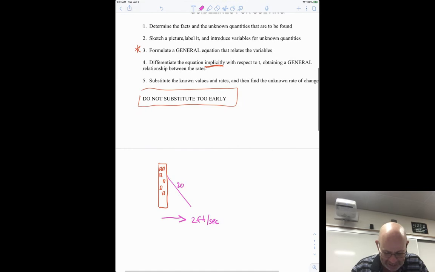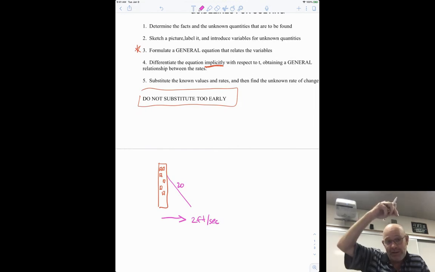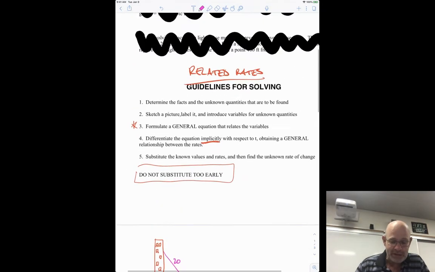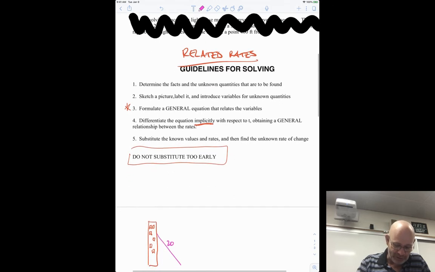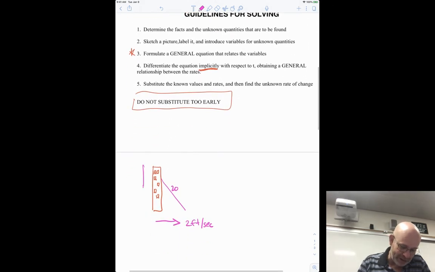So notice as that ladder slides away from the wall, it's going to also go down the wall, right? So the question is, how fast is the ladder sliding down the building when the top of the ladder is 12 feet above the ground? So we're going to go down here. This is my question mark. When the ladder is 12 feet. All right.